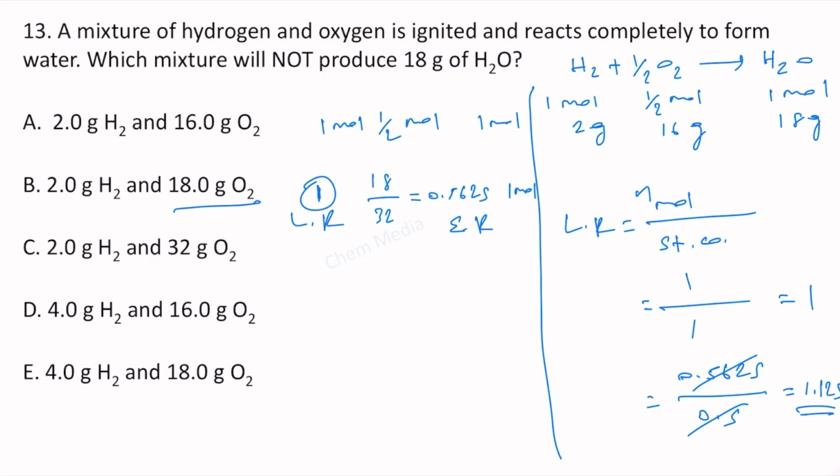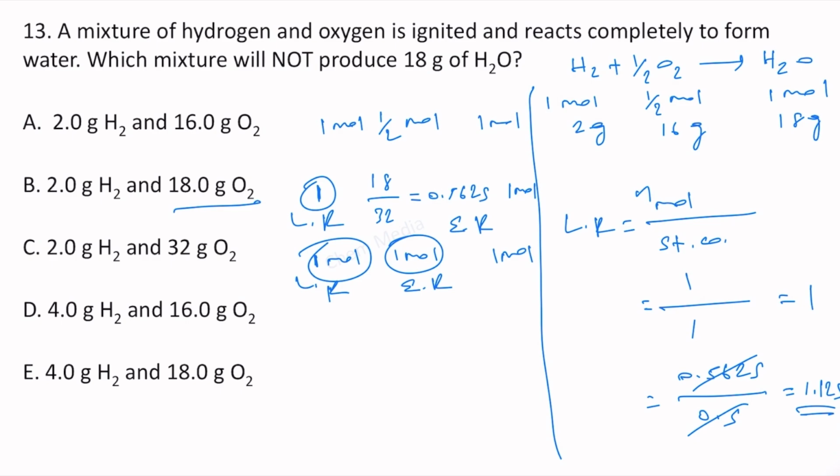Now, in option C, we have 2 gram of H2, again 1 mole. That means 32 gram of O2. That means we have 1 mole here of O2, which would give 1 mole of H2O. Now, here, what is the limiting reagent once again? Once again, the limiting reagent here is H2, because 1 by 1 is 1, whereas 1 by 1 by 2 is 2. And therefore, this is the limiting reagent once again, and this is the excess reagent.